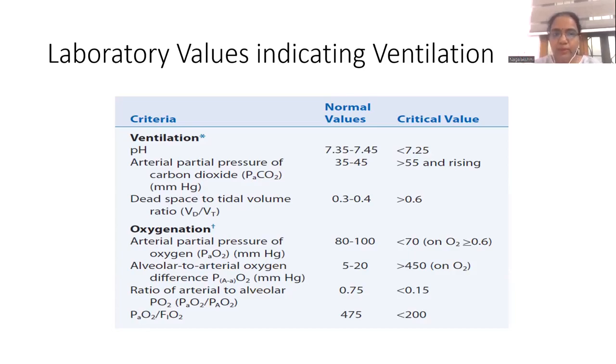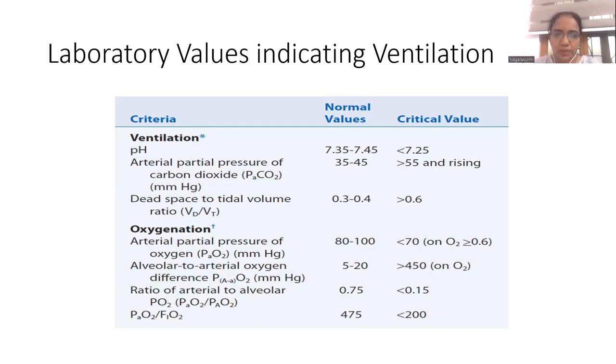So the critical values are if the pH is less than 7.25, or if the PaCO2 is more than 55 and it is increasing, and if the dead space to tidal volume ratio is more than 0.6, then we put the patient on mechanical ventilation. We understand that the ventilation is severely compromised, and we put the patient on ventilation.